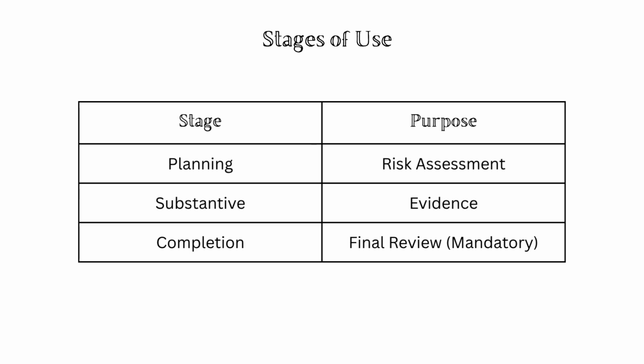First, during the planning stage, analytical procedures are used to understand the business, identify unusual trends, or highlight the risk areas. For example, if revenue increases by 50% but expenses remain unchanged, this may indicate a risk of misstatement.